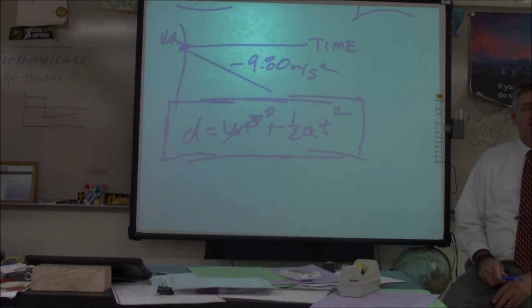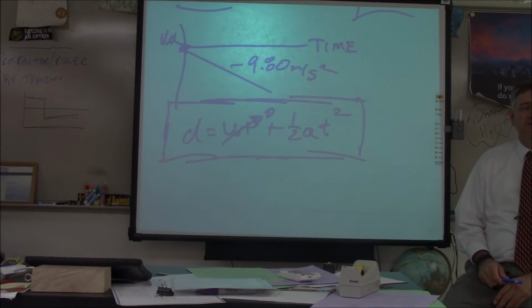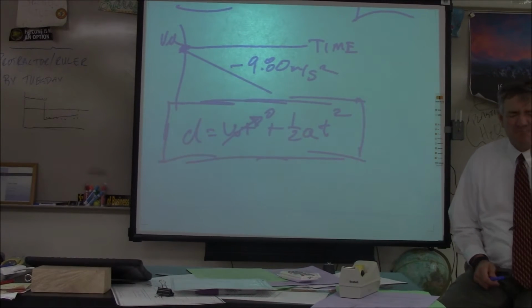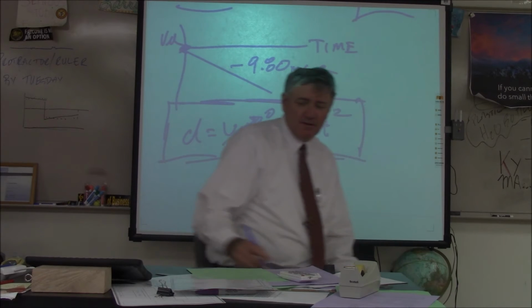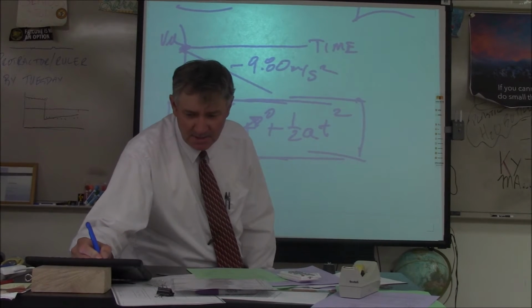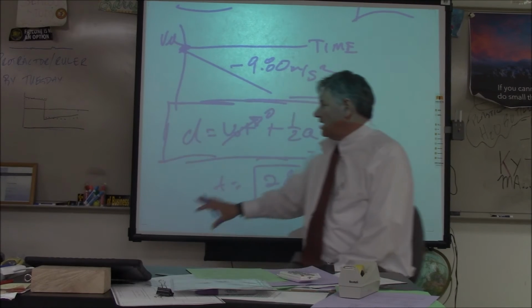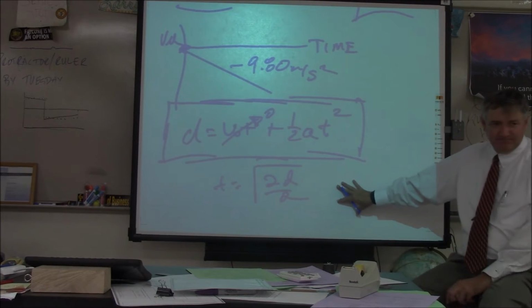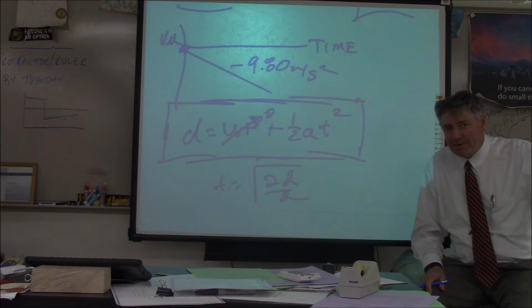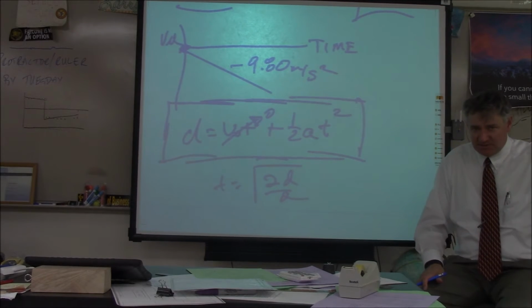I hate fractions. Multiply d by 2 and divide by a. And then? Square root of all that. Beautiful. Okay? So, time is going to equal the square root of 2d over a. This is not a big dog equation. It's more like a pup.